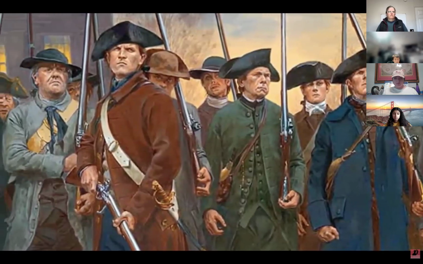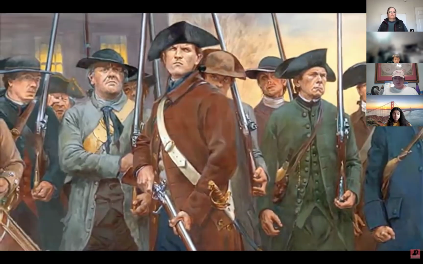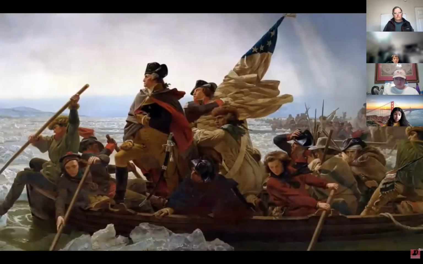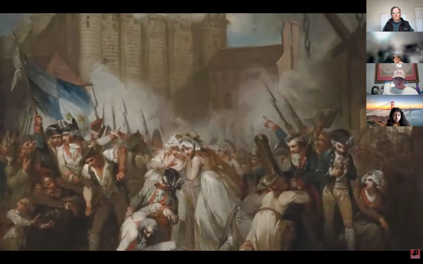The British commander ordered that the militiamen lay down their guns and disperse. Just then, a single shot was fired. To this day, no one knows for sure who fired first, but that shot has come to be known as the shot heard around the world, because not only did it ignite the American Revolution, but following the American Revolution, several other revolutions would break out across the world.